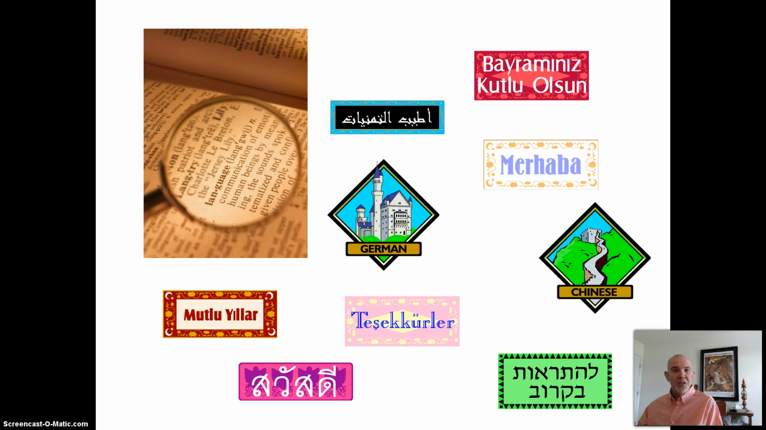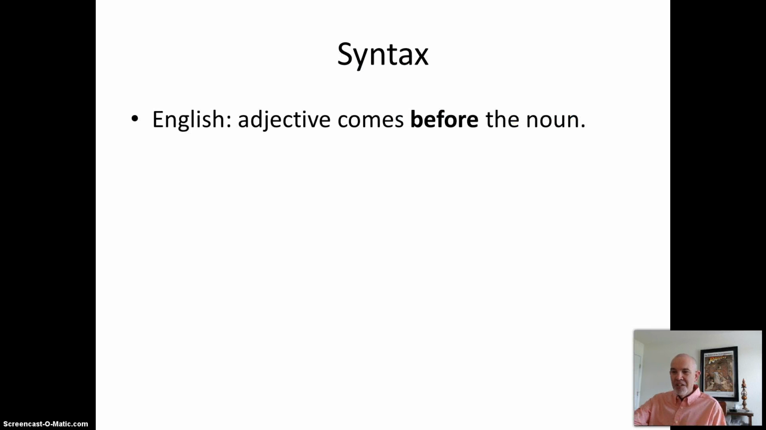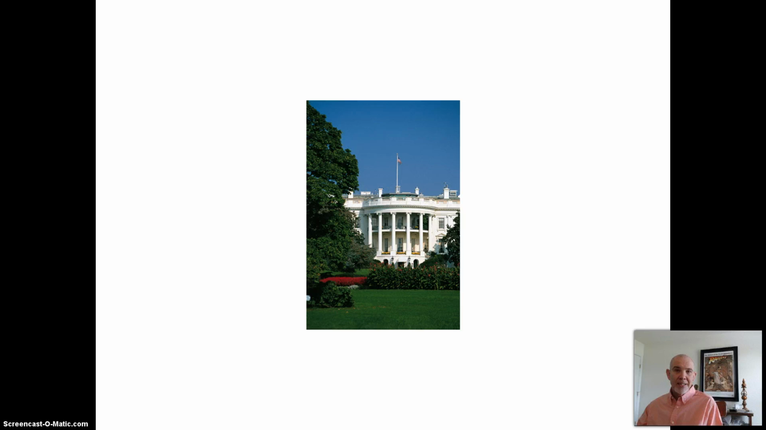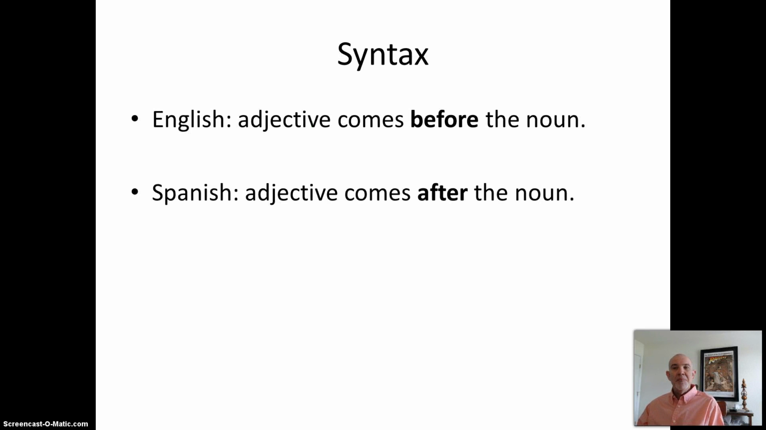For example, in English we say the White House. In English, the adjective comes before the noun. But in Spanish, we would say La Casa Blanca, because in Spanish, the adjective comes after the noun. That's a rule of grammar. To put it anywhere else could change the meaning, or it could result in nonsense. So we don't do that. This is one of the challenges in learning a foreign language and learning a second language.